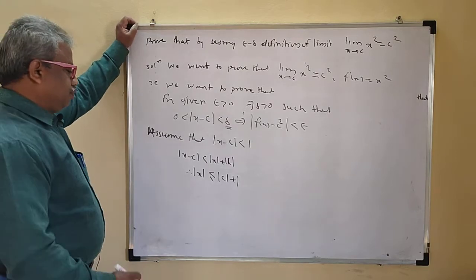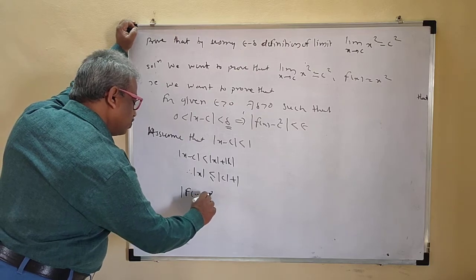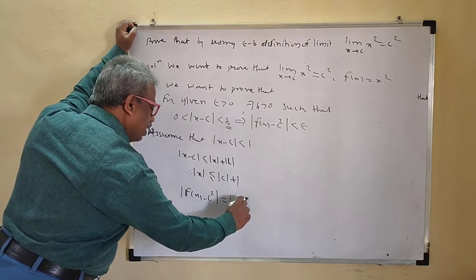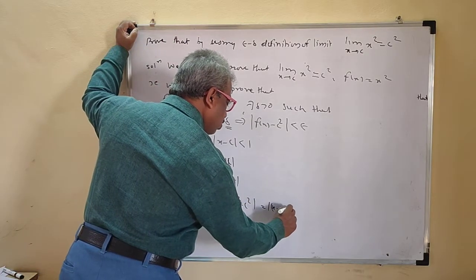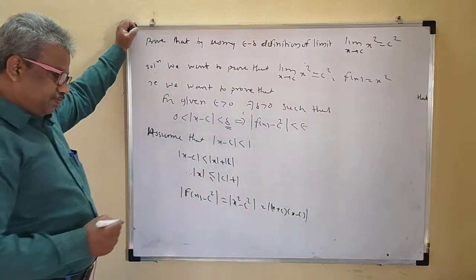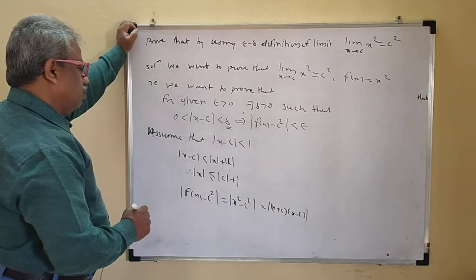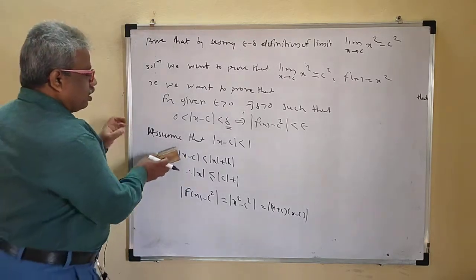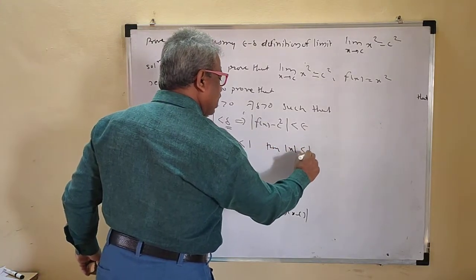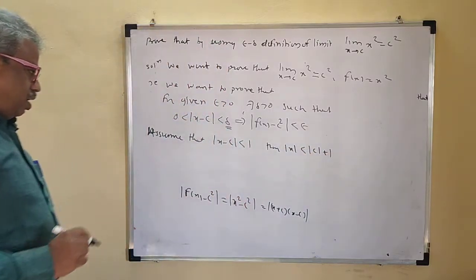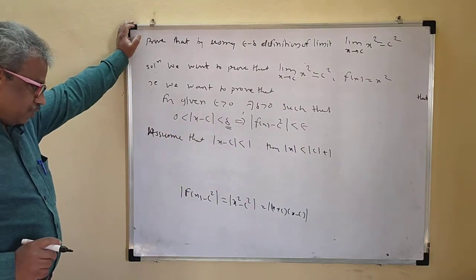Okay, so we'll keep this as it is now. Now we'll take f of x minus c square. So this is x square minus c square, which is nothing but mod of x plus c into x minus c. We got x minus c here. Directly we can write this: if mod of x minus c is less than 1, then mod of x is less than mod of c plus 1. This is obvious now.